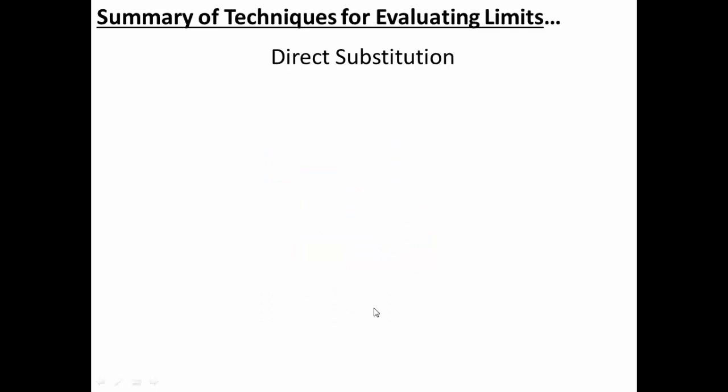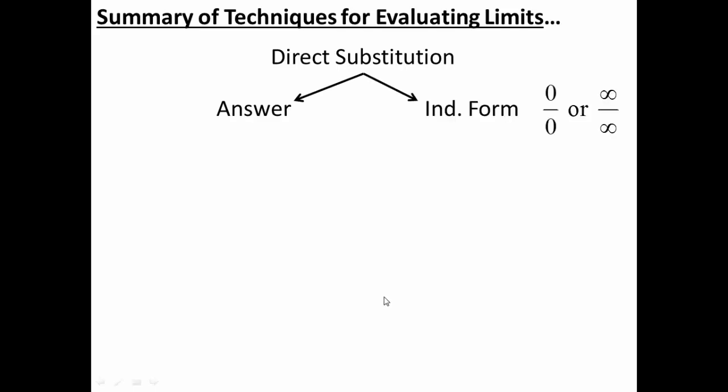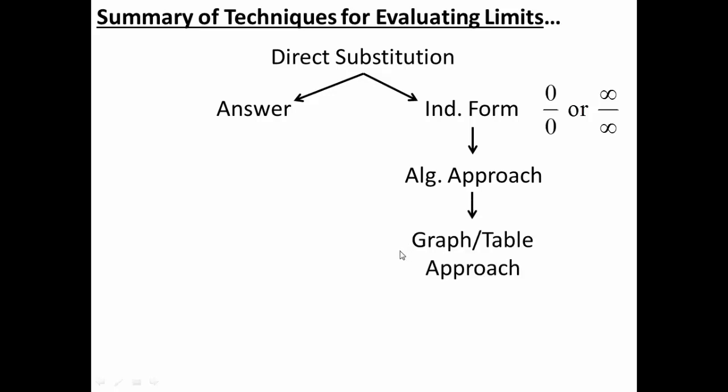So a quick summary of evaluating limits: always start with direct substitution. If it's a well-behaved function, you'll be able to plug and chug, get an answer directly, and you're done. But if you plug and chug and you get indeterminate, either 0 over 0 or a form we're going to see later on, infinity over infinity, that simply means that you need to investigate further. First suggestion is always the algebraic approach, but if the algebraic approach is either not possible or inconclusive, then try either a graph or a table.